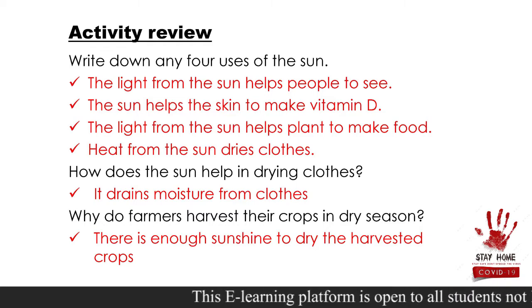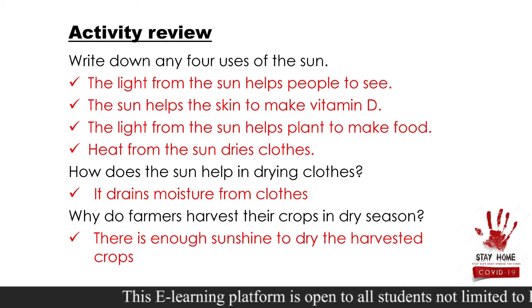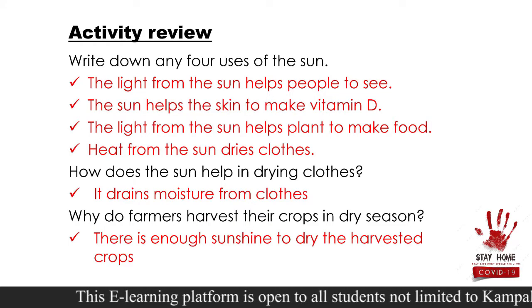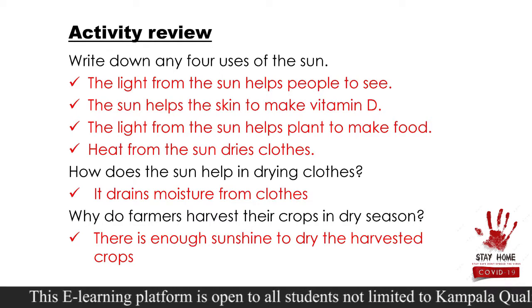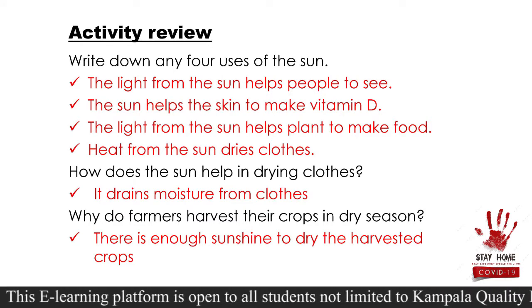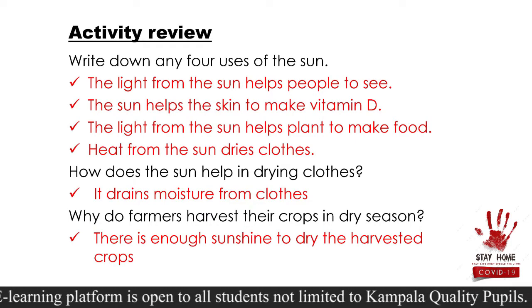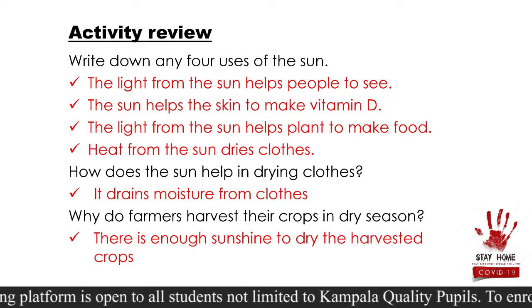Those are good things. Number 2. How does the sun help in drying clothes? I talked about that. It dries moisture from clothes, or someone can say it evaporates moisture from clothes. Why do farmers harvest their crops in dry season? There is enough sunshine to dry harvested crops.